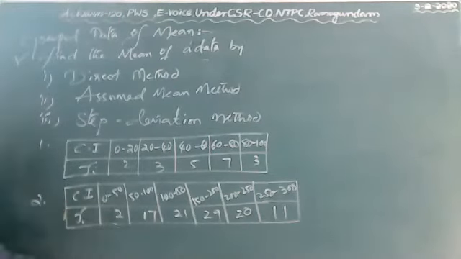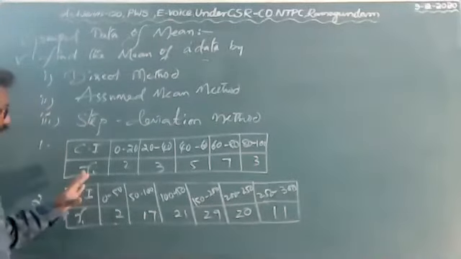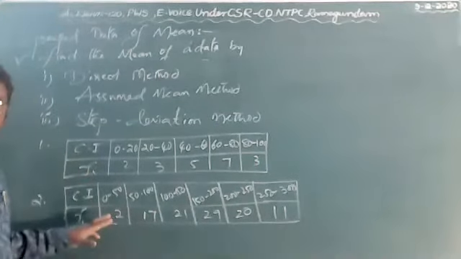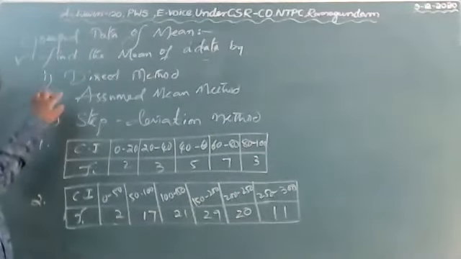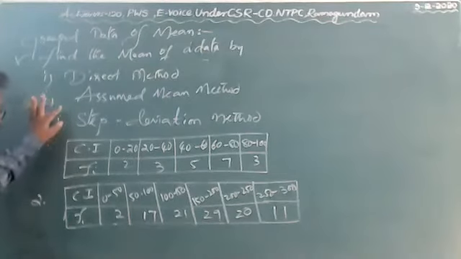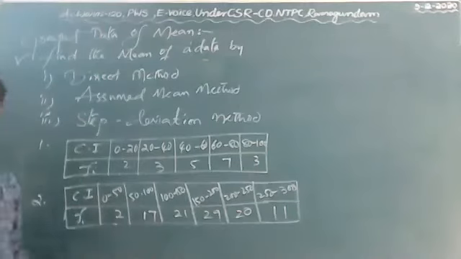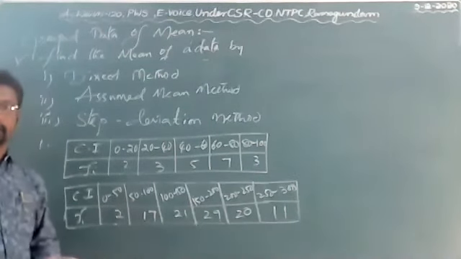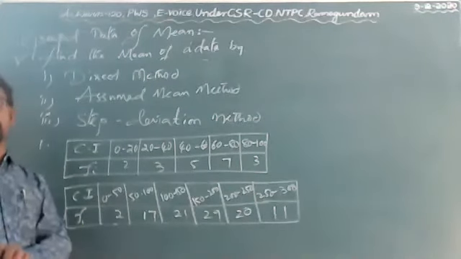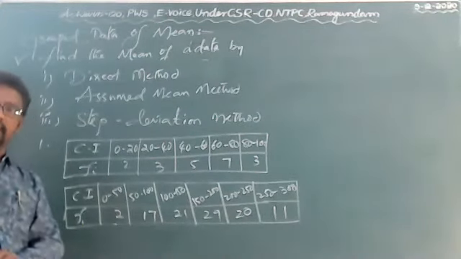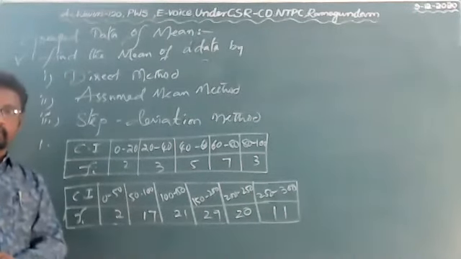They are very easy questions I have given here. Do these 2 problems in 3 ways: direct method, assumed method, and step deviation method. 3 into 2 problems, 6 methods. Sorry, 6 questions indirectly. So do it. Everyone try to participate in this very easy calculation. Try to participate and upload to my number.